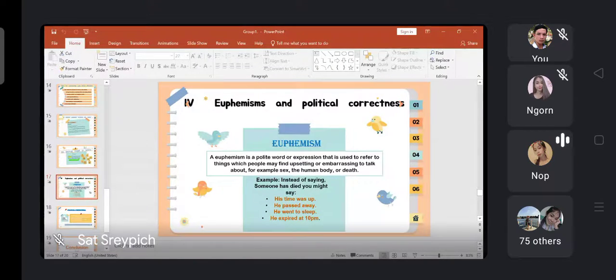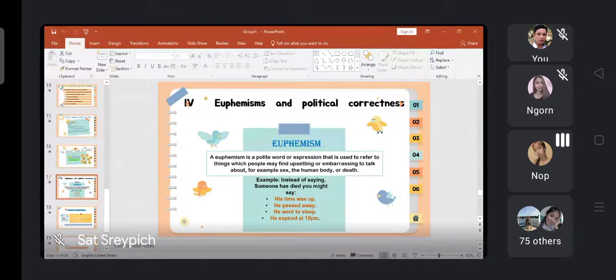I think this is another way that you can say something to someone, because some words, when you go too straight to them, might offend them. So there are many ways that you can use instead of that. You can see the example here. For example, instead of saying someone has died, you might say his time was up, or he passed away, or he went to sleep, or he expired at 10 p.m.